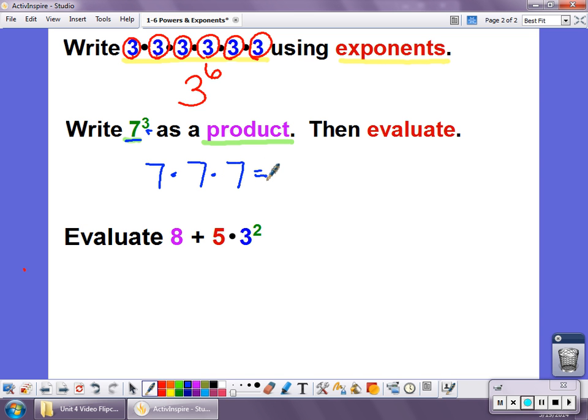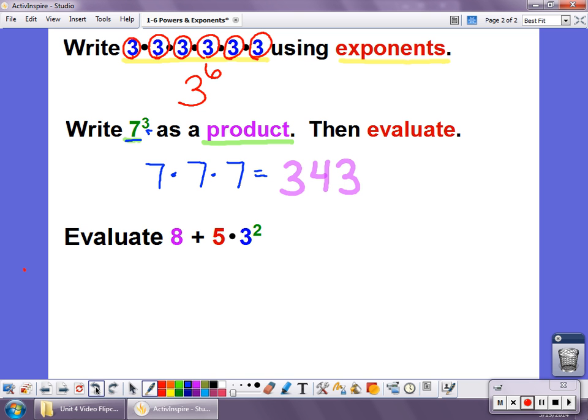Okay? Now, the next part it says, then evaluate. So then evaluate means that what you want to do is find your answer to this problem. So you do 7 times 7, which is 49, and then 49 times 7, which gives us an answer of 343.